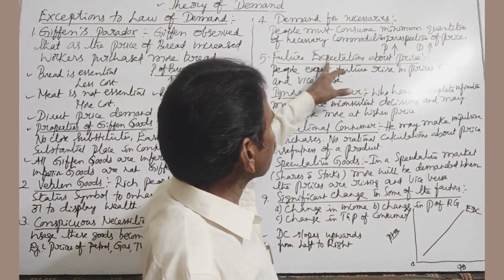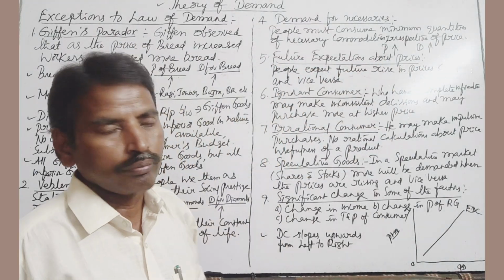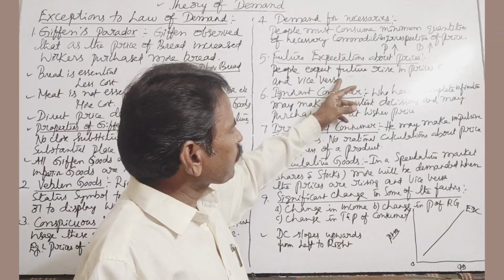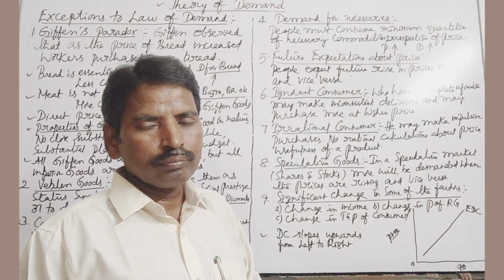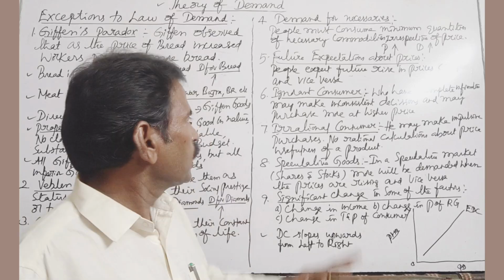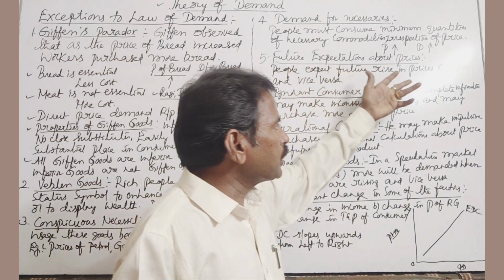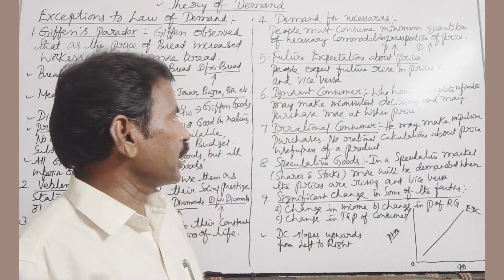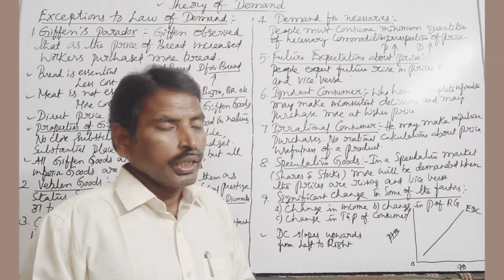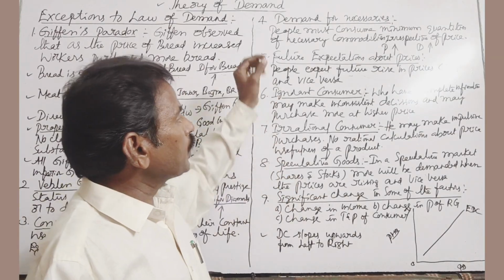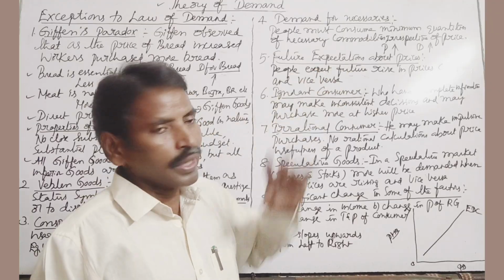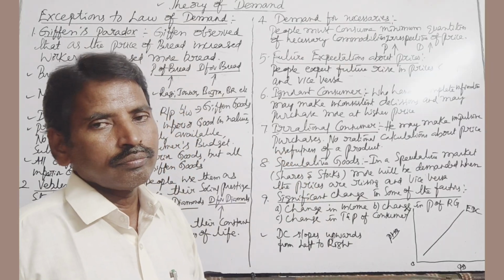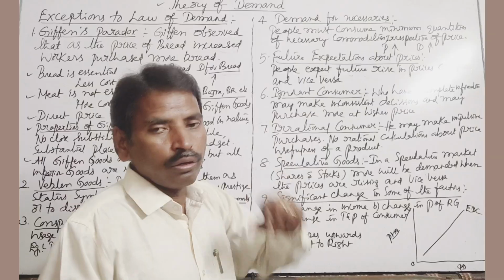Fifth one: future expectations about prices. If prices are rising, people expect a further rise in prices. Present prices are rising, people expect a further rise in prices, so current demand increases. And vice versa, if the prices are falling, people expect a future fall in price, so present demand falls. That is quite against the law of demand.